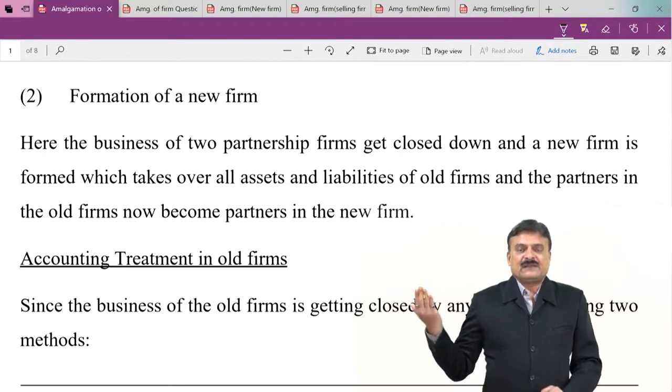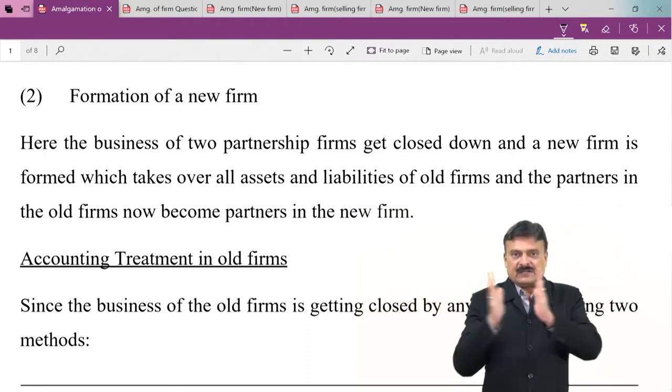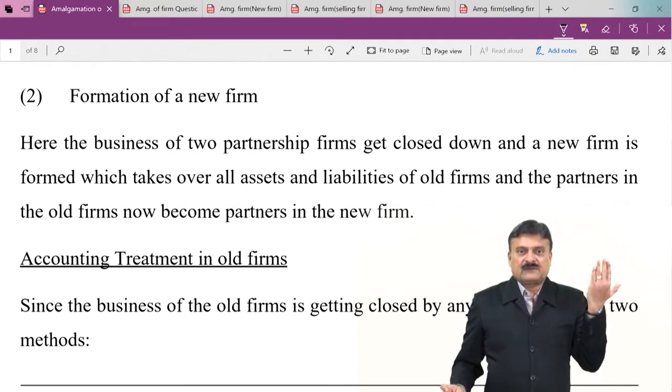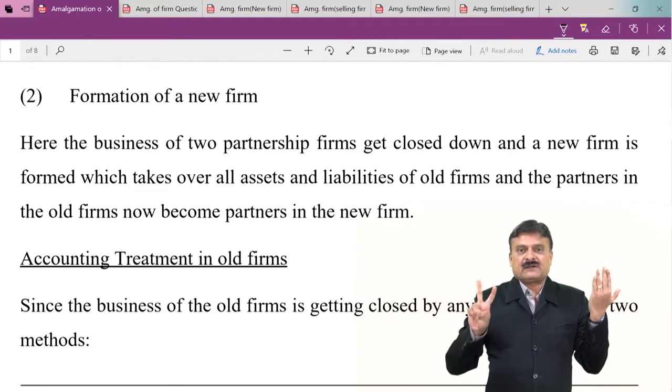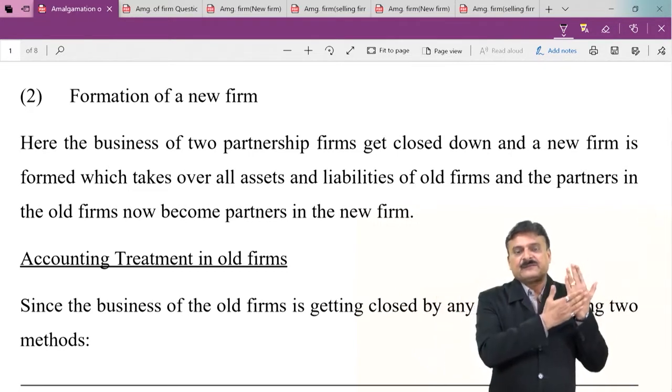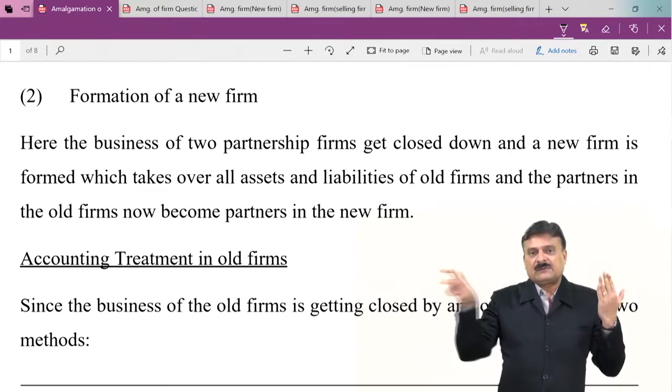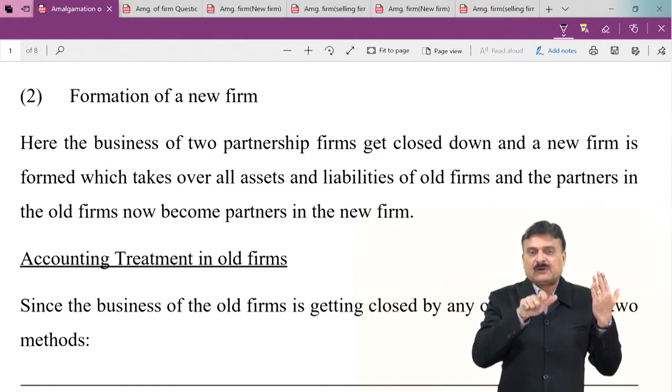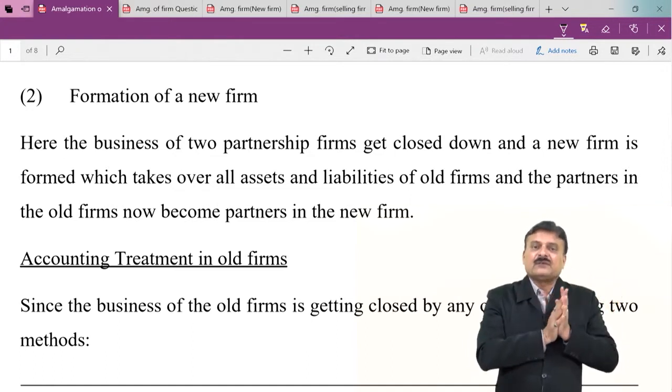Suppose AB and company and CD and company, two old firms, when they get merged, they make a new firm called AB, CD and company. Partner AB and partner CD will now be partners here. All assets and all liabilities of both selling firms, preferably all, will be transferred to the new firm.